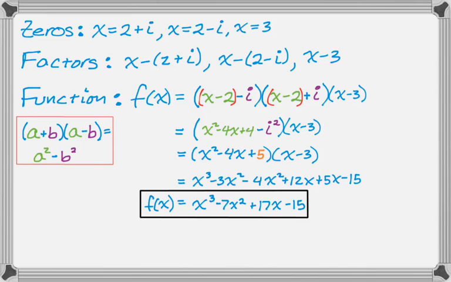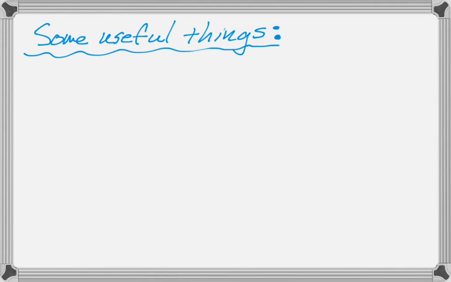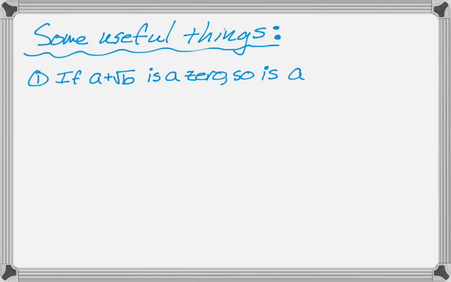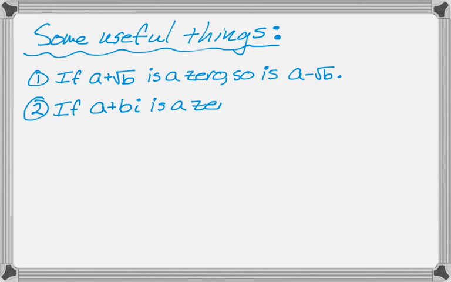But remember, there's an infinite number of functions. Any real number times this would give the same exact zeros. So let's summarize things you should know. There are actually 4 of them that I'm going to highlight here. If a plus radical b is a zero, then you know that a minus radical b is also a zero. A second thing, which looks almost identical, is for complex roots. If a plus bi is a zero, then so is a minus bi.